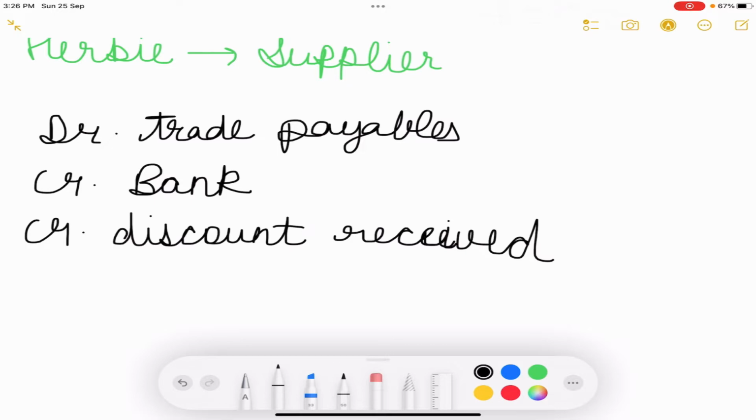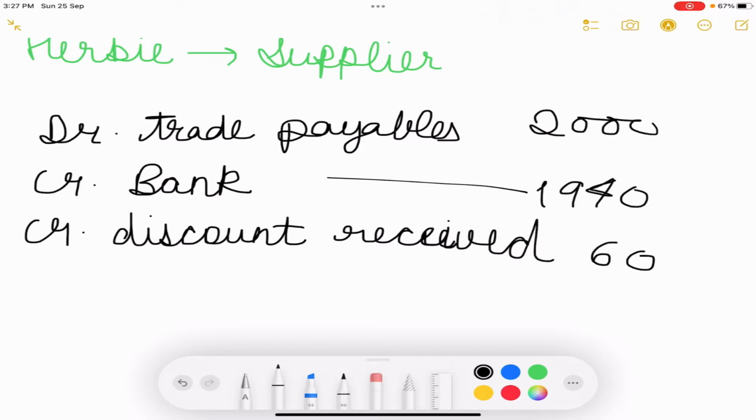Now let's see how much were the trade payables. We know that in the question, trade payables was 2,000, and how much was the cash discount? It was 60, right? Why is it 60? Go and try multiplying, go and try finding out the discount. You will be doing it by yourself. So if you minus it, it's going to be 1940. So the bank is 1940. So this is our journal entry for the first part, right?